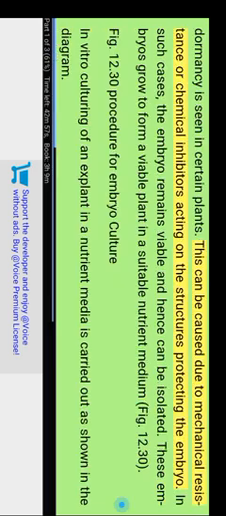Dormancy is seen in certain plants. This can be caused by mechanical resistance or chemical inhibitors acting on the structures protecting the embryo. In such cases, the embryo remains viable and hence can be isolated. These embryos grow to form a viable plant in a suitable nutrient medium. Figure 12.30, procedure for embryo culture. In vitro culturing of an explant in a nutrient medium is carried out as shown in the diagram.